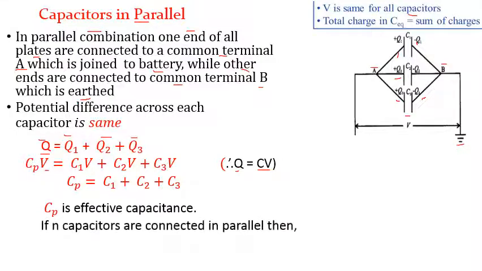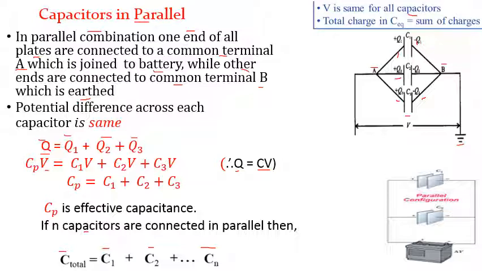Finally, if there are n capacitors, then also we can write C equivalent or C total is the sum of capacitances of all, that is n. Using this formula you can find the effective capacitance. Clear? You may refer to this figure also. This is only for reference purposes.